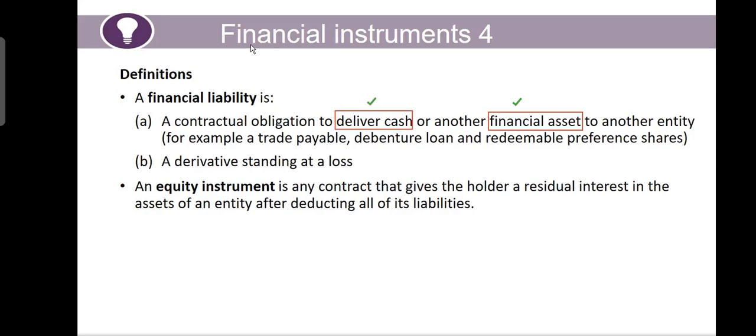That could be different. Or probably a derivative standing at a loss. So in financial asset, we said that derivative standing at gain. Here we say derivative standing at loss. So what is a derivative? Be patient, I will explain. Or a financial liability could be an equity instrument, any contract that gives the holder a residual interest in the assets of an entity after deducting all its liabilities.